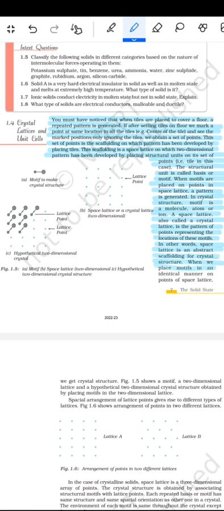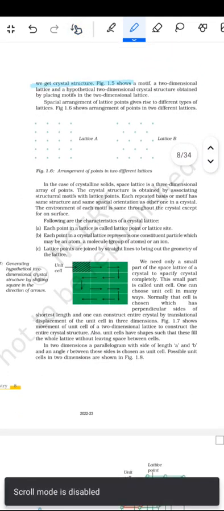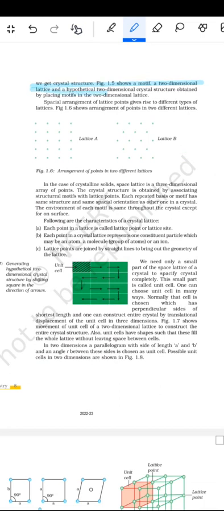When we place motifs in an identical manner on each point of the space lattice, we get the crystal structure. Figure 1.5 shows a motif, a two-dimensional lattice and a hypothetical two-dimensional crystal structure obtained by placing motifs in the two-dimensional lattice. A special arrangement of lattice points gives rise to different types of lattice. Figure 1.6 shows the arrangement of points in two different lattices. Ye lattice A ho gaya aur ye ho gaya lattice B.